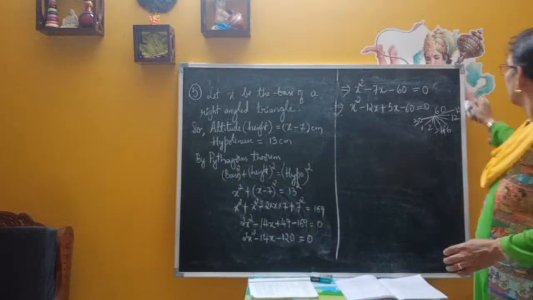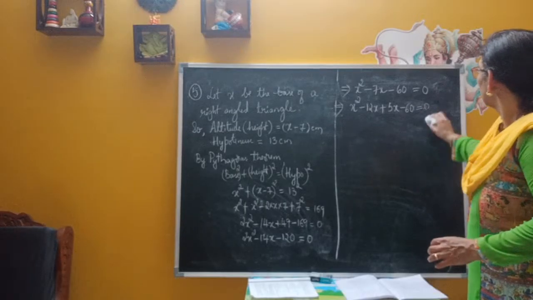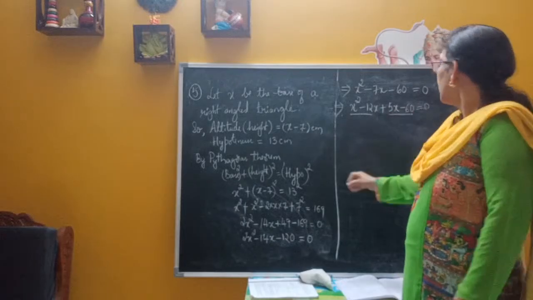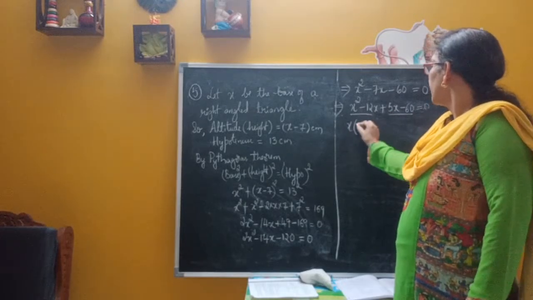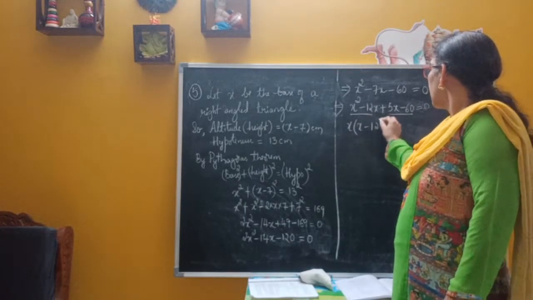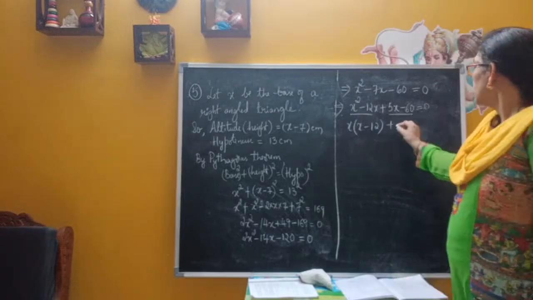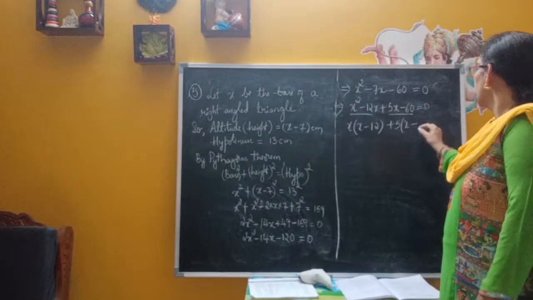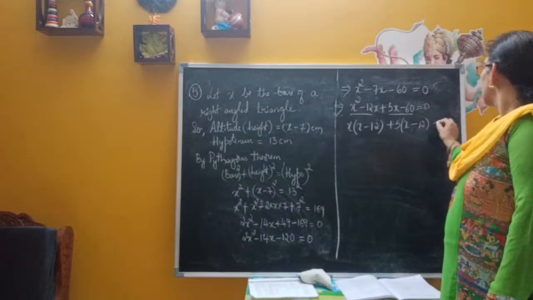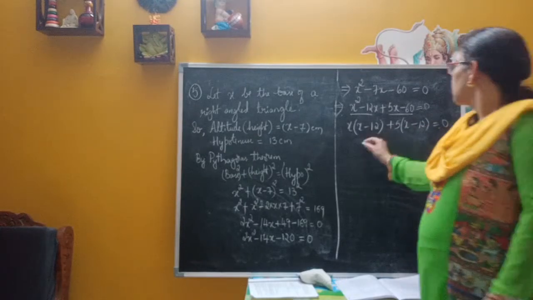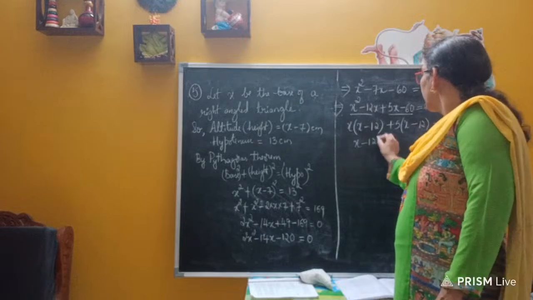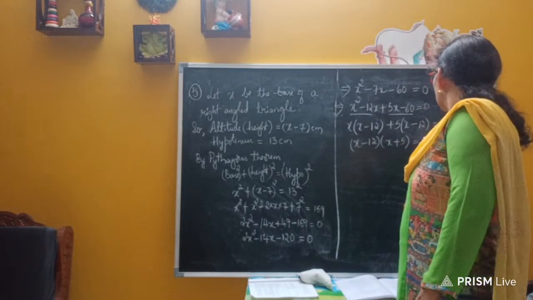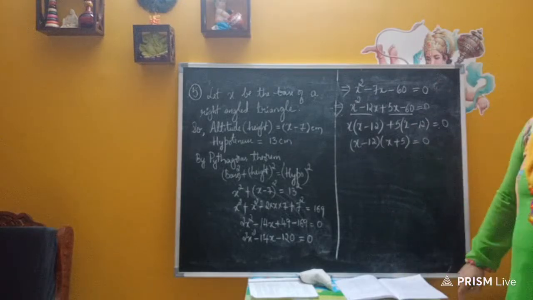Now let us group them and factorize. Here I take x as a common factor, so x into (x minus 12) plus 5 is the common factor. Here x minus 60 by 5, how much? 5 twelves are 60. So (x minus 12) is one of the factors and the other factor is (x plus 5), equal to 0. Now what to do?